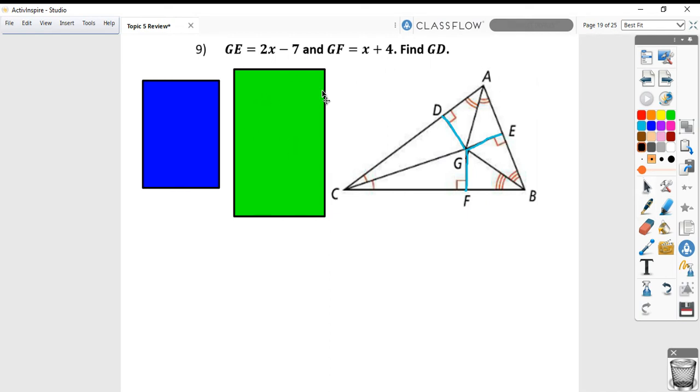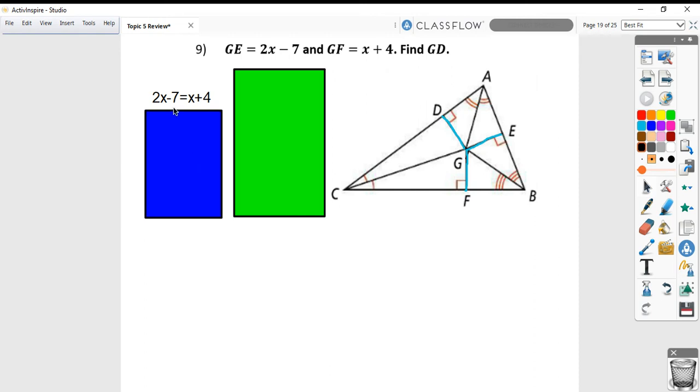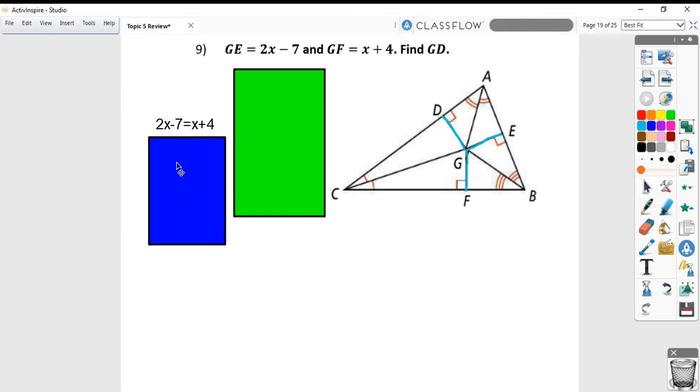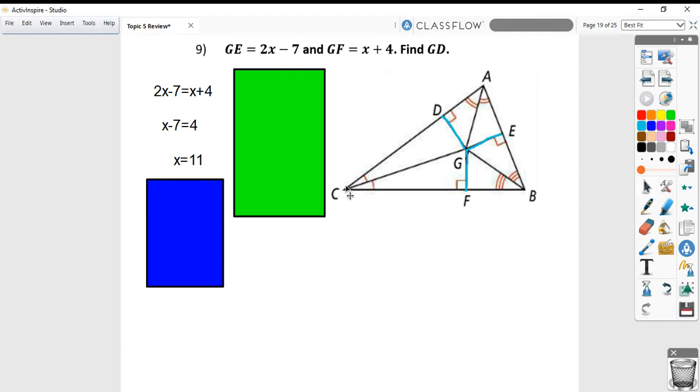What that does for us, we already know what GE and GF are in terms of x, so we can set them equal to each other if those GE and GF are the same. 2x minus 7 equals x plus 4. We move the x over, and then move the 7 over. X equals 11.